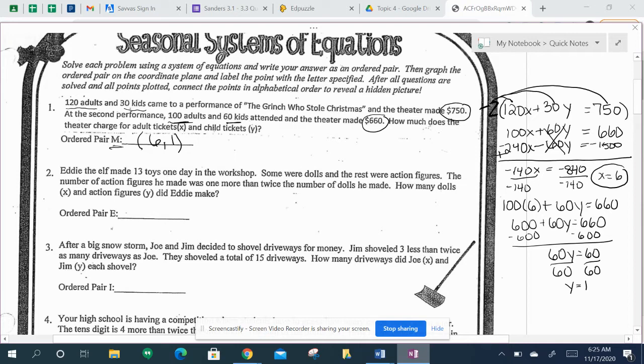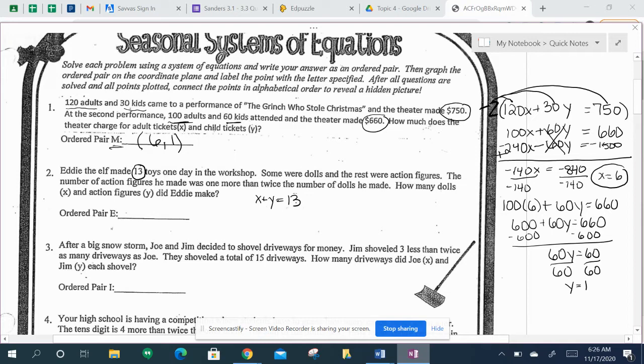All right, so again, I'm looking for some key words here. So I see a total of 13 toys. And so I know he made dolls and action figures, and together that made 13. So my first equation is just x plus y equals 13. However many dolls he made plus however many action figures he made is a total of 13.